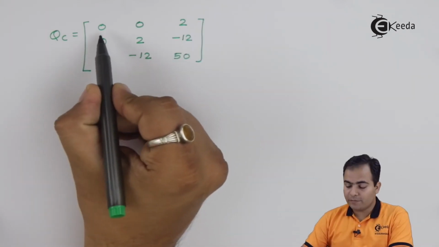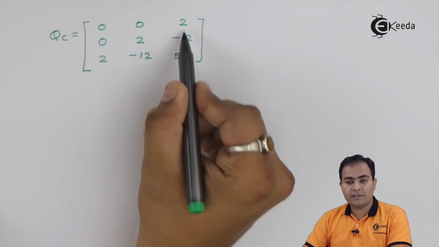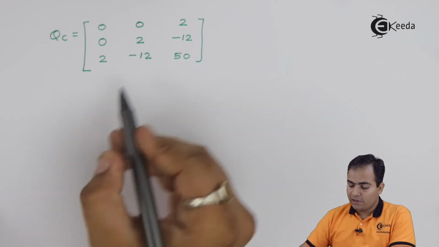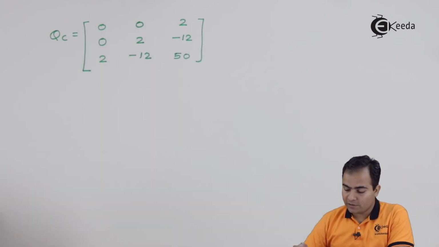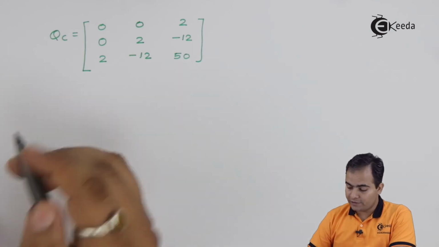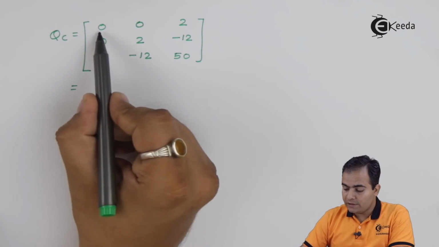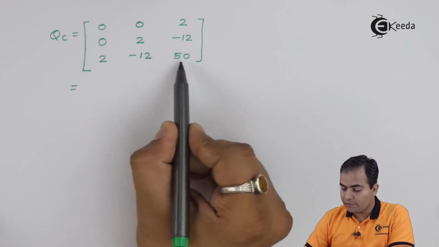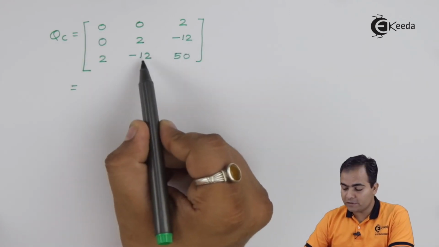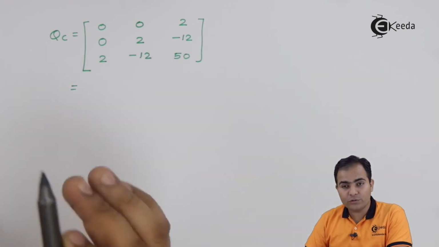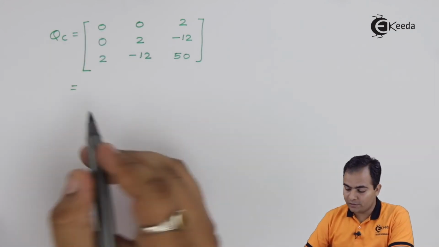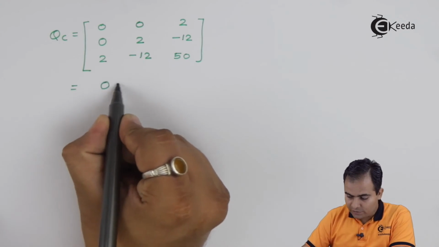So I have substituted my B matrix, AB matrix and A square B matrix in my QC, and this is nothing but my QC matrix. Now what we have to do, we are going to find out the determinant of QC. Now we know that 0 is multiplied with 2 into 50, minus 12 into minus 12 will be subtracted from 2 into 50, but there is no use of it because we are going to multiply it by 0. So the first element value is 0.